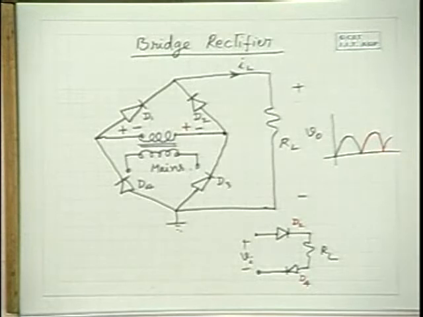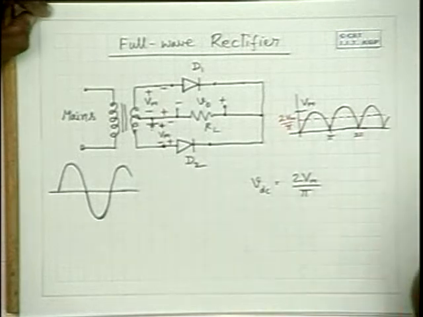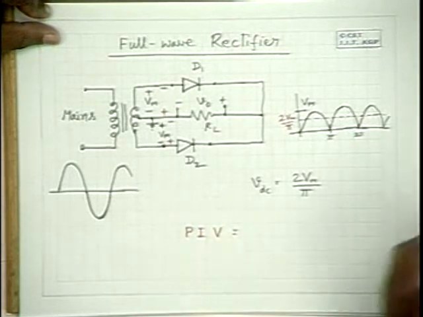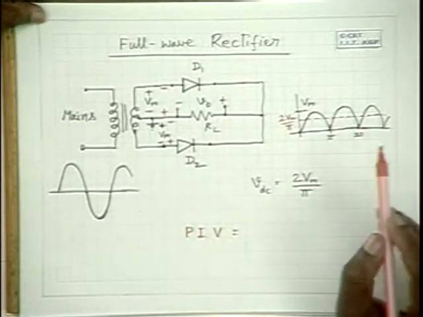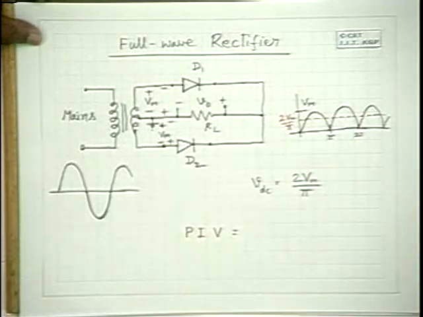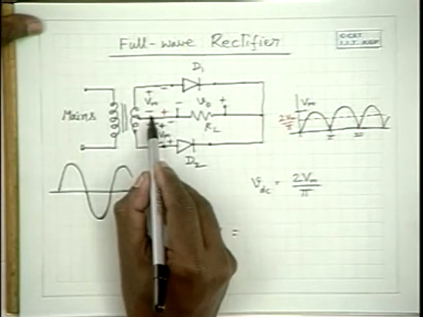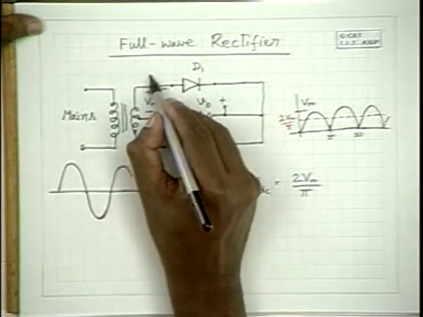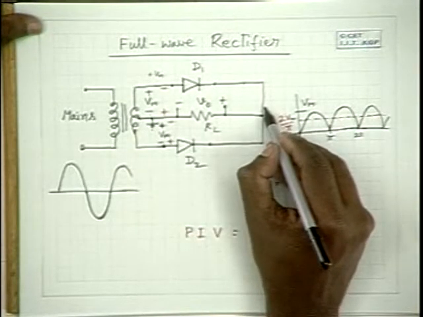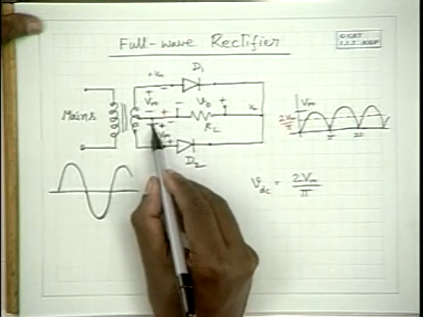Now let us look at the full wave rectifier shown here. What is the peak inverse voltage applied across the diode in this circuit? Well, during the positive half cycle, this voltage is Vm with respect to this. If this is ground 0, this side is plus Vm, right? And in the case of an ideal diode, this side of the load has plus Vm across it, and this side is ground, that is 0.